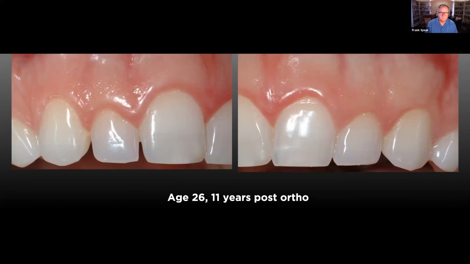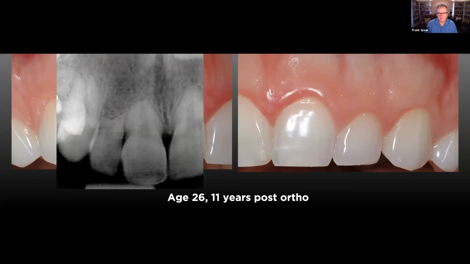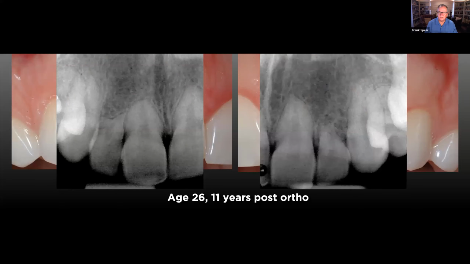Okay. Here she is, age 26, 11 years later. The teeth aren't mobile, the teeth are still there, and yet if you look, the roots are incredibly short. But if you look carefully, you'll notice that in fact, the roots relative to the bone, you can tell there's no mobility because there's not even a widened PDL.